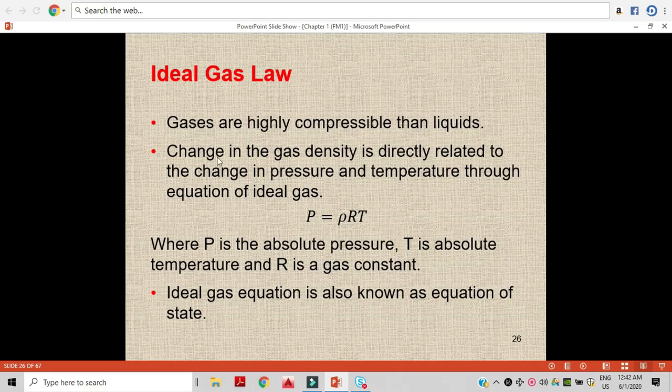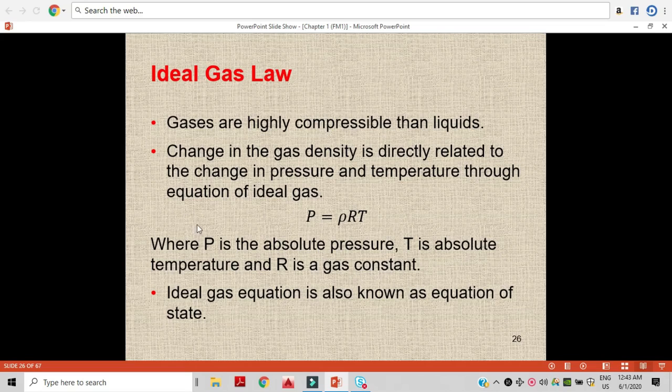Gases are highly compressible compared to liquids, so we need a way to find the density of gases with a change in temperature. The change in gas density is directly related to the change in pressure and temperature through the ideal gas equation: P = rho R T, where P is the absolute pressure, T is the absolute temperature, and R is the gas constant.